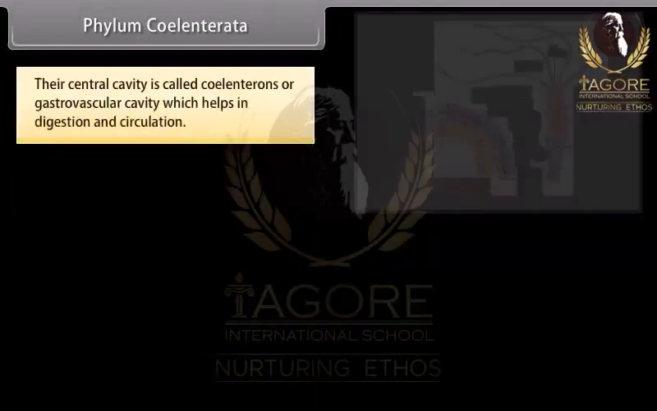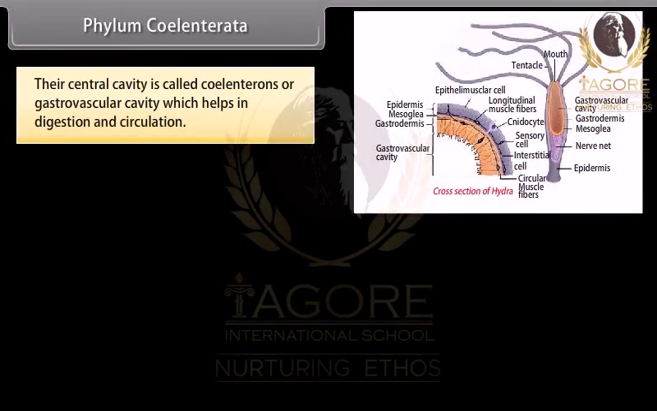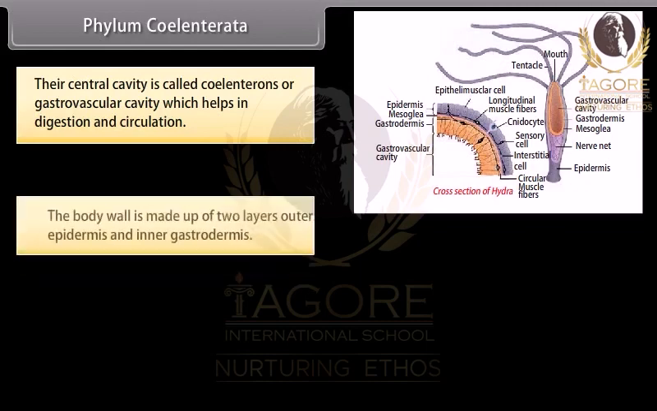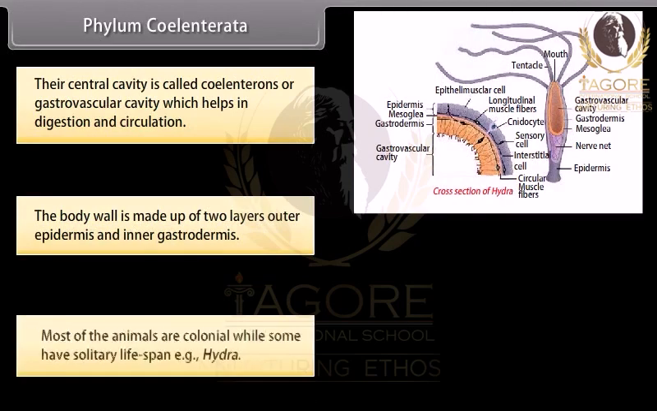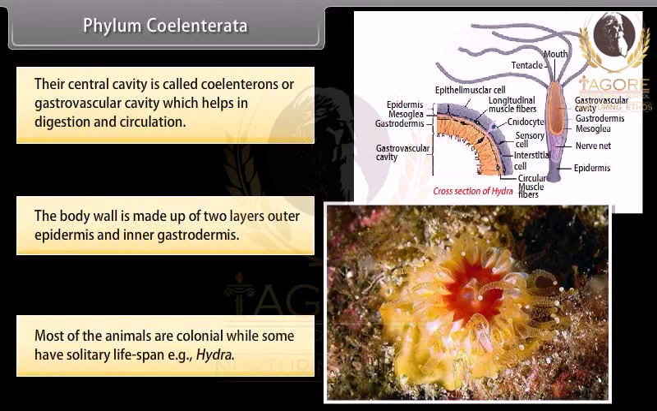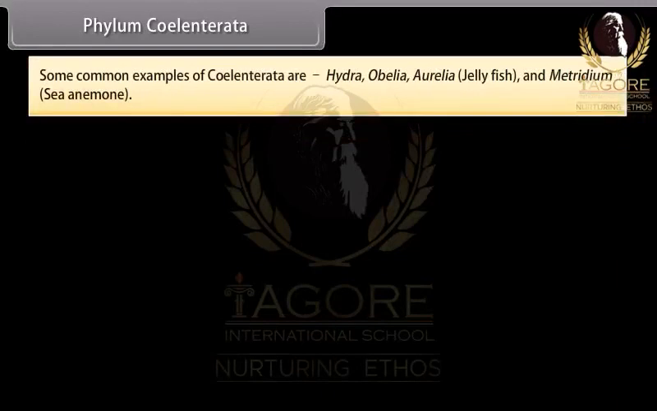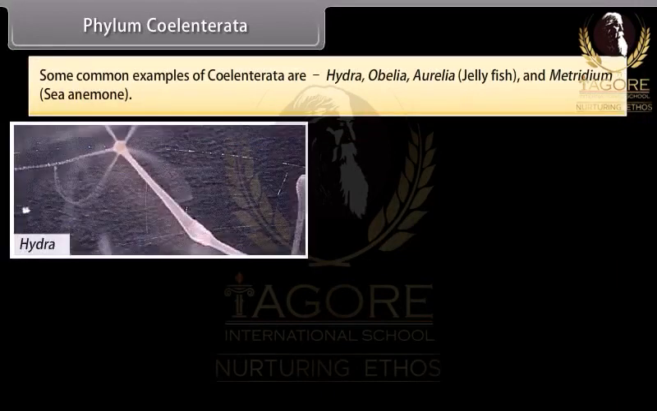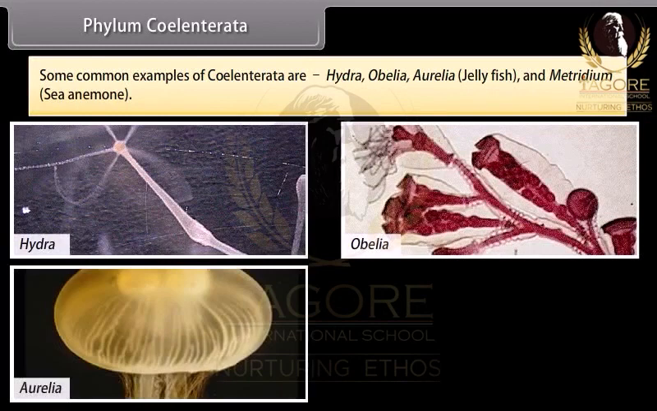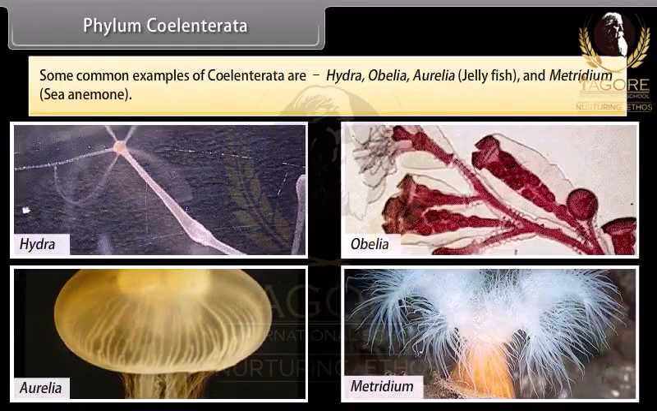Their central cavity is called coelenteron or gastrovascular cavity, which helps in digestion and circulation. The body wall is made up of two layers, outer epidermis and inner gastrodermis. Most of the animals are colonial, while some have a solitary lifespan, that is, Hydra. Some common examples of Coelentrata are Hydra, Obelia, Aurelia, jellyfish, and Metridium, sea anemone.